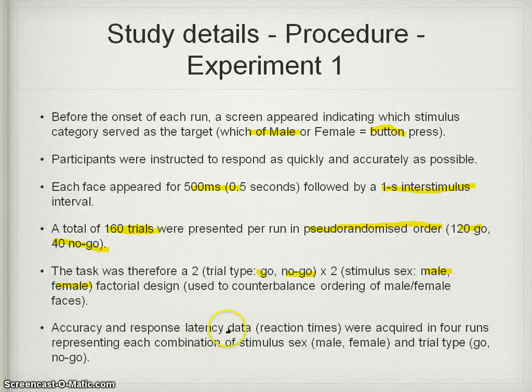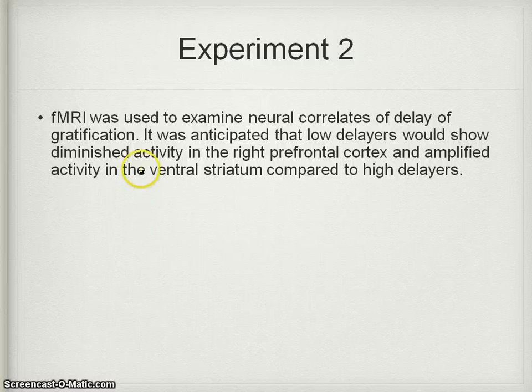Accuracy and response latency data, that means the speed, the reaction time, and whether they accurately identified them as go or no go, were required in the 4 runs. And in experiment 2, the fMRI was thrown in, as I mentioned before. So it's the same as experiment 1, but they're just doing the hot task.